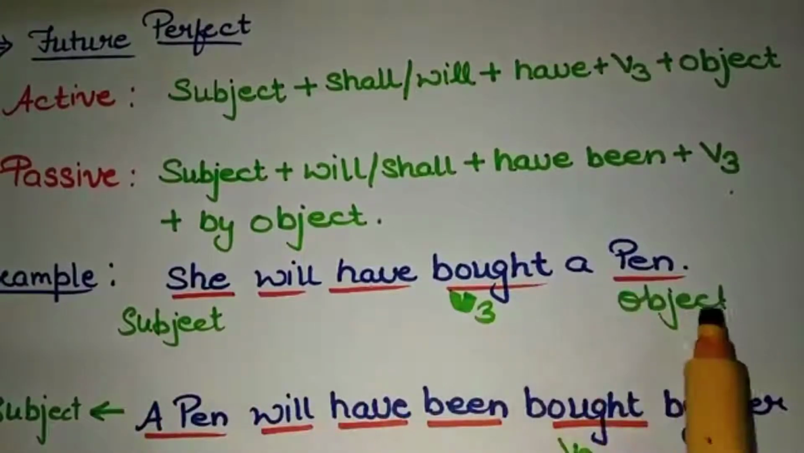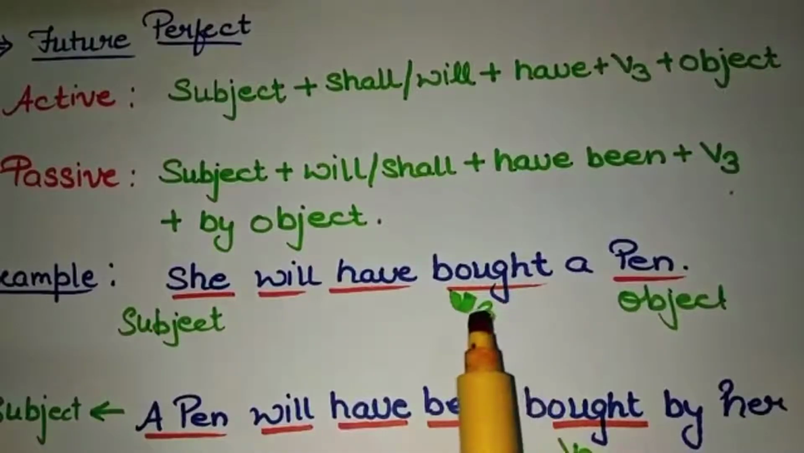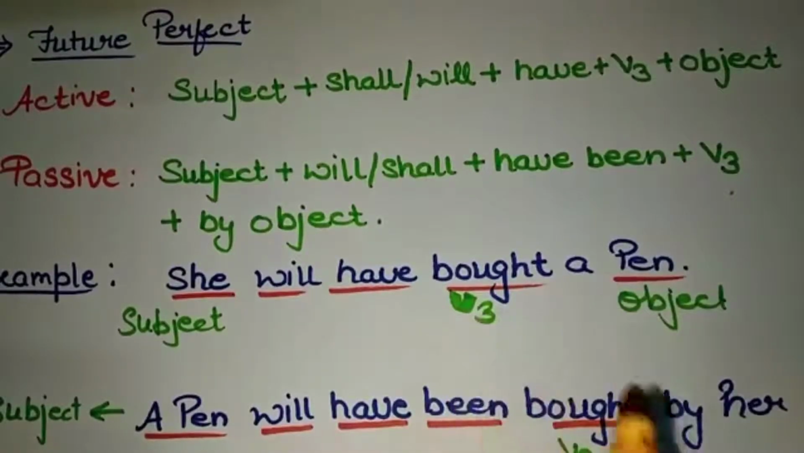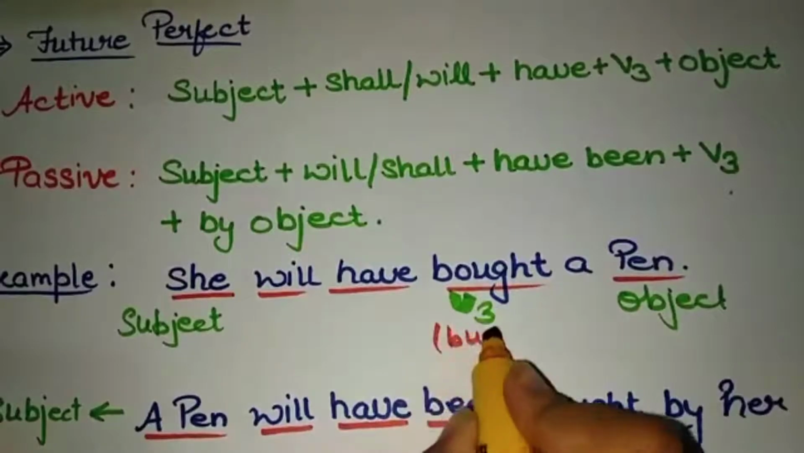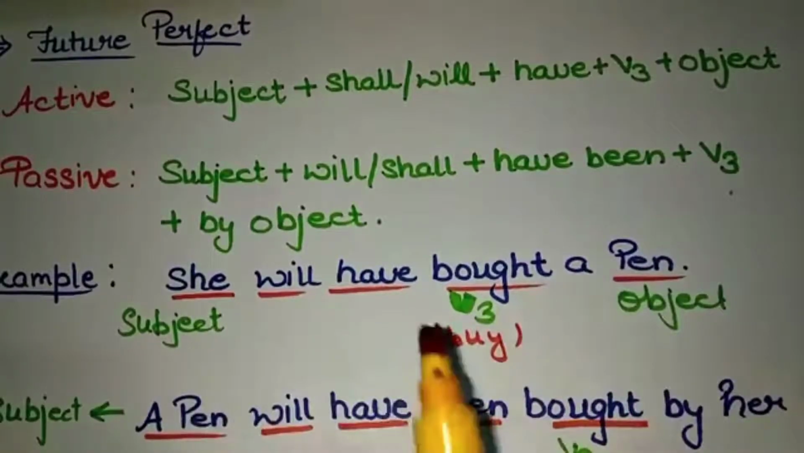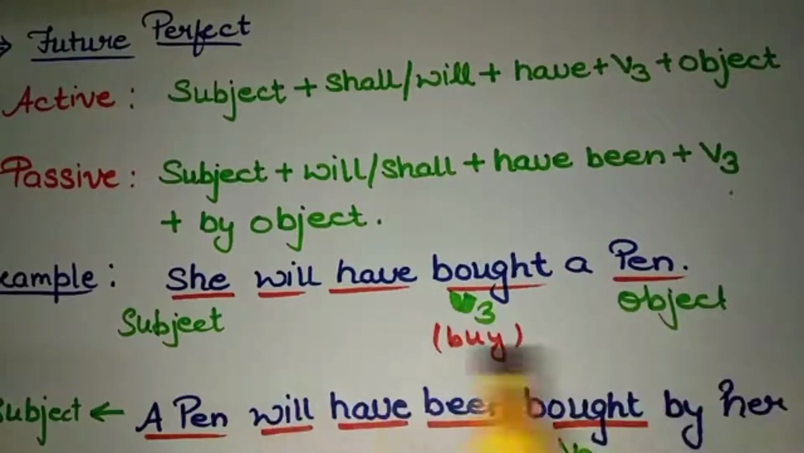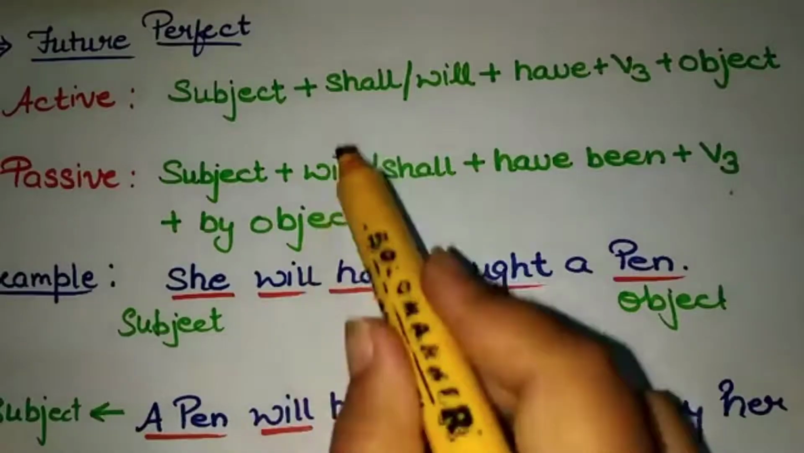See the example. She will have bought a pen. She is the subject here. Will have, here we have used with bought. Bought is the third form of the verb buy. Okay. And then pen is the object. Now this is active form. She will have bought a pen. In passive form, it will be like, a pen will have been bought by her.